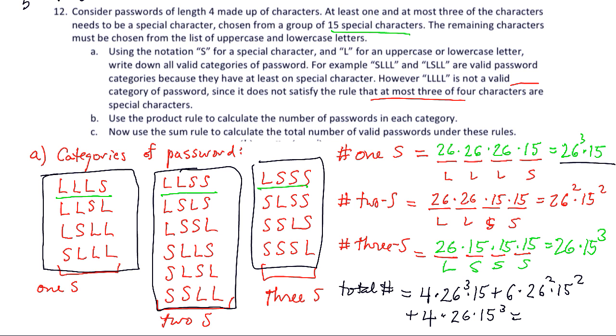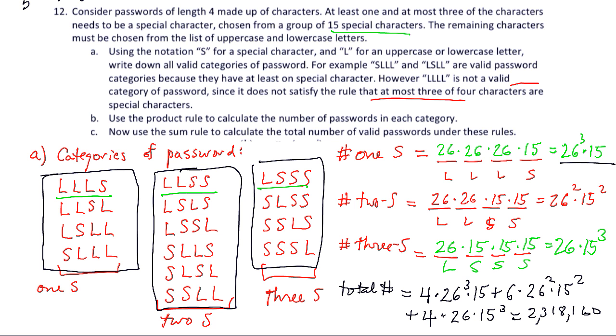And I get 2,318,160. Okay? And so I've used the sum and the product rule here.